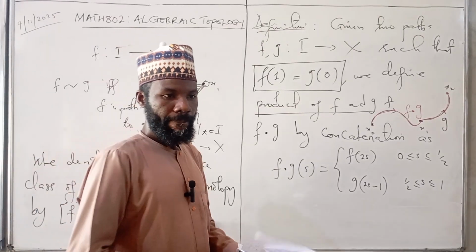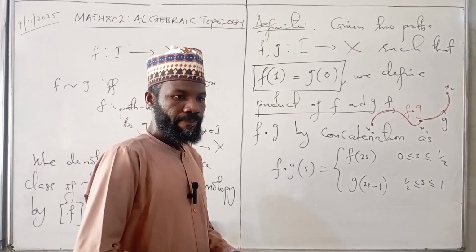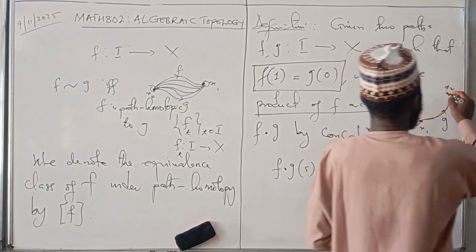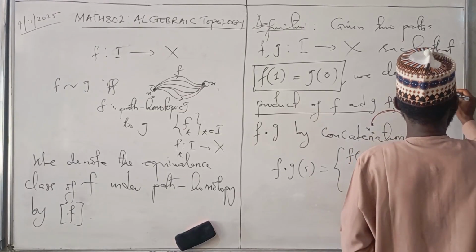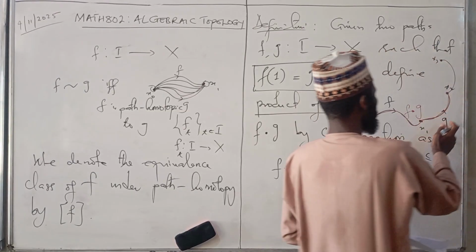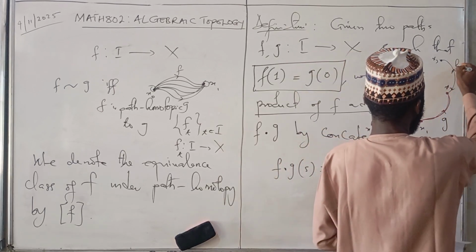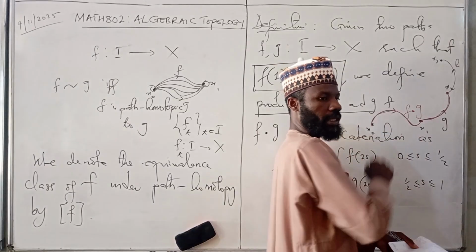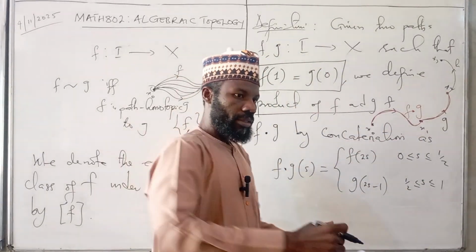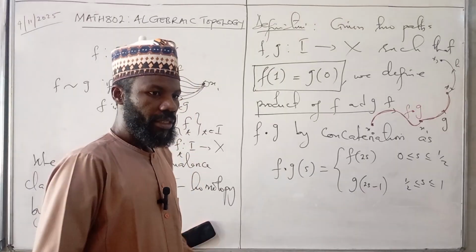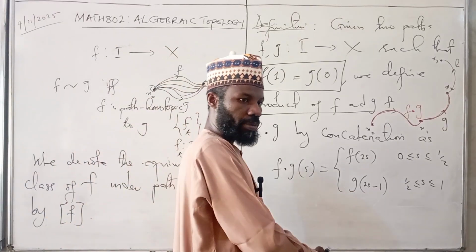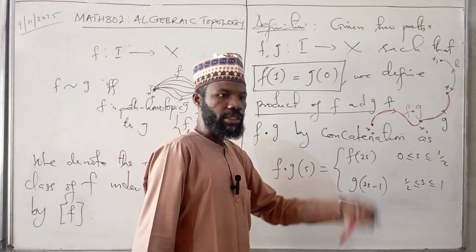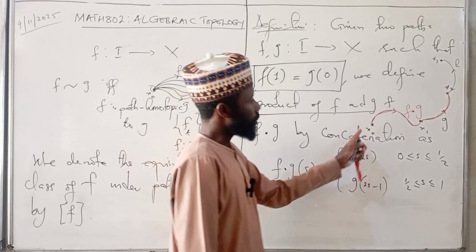Is it possible to define the product of three paths in this manner? Yes, if you have another path h extending from x2 to x3, then g times h is still defined. So you can continue like that. You can have a whole sequence of paths, successively sharing the terminal point equal to the initial point. So long as the terminal point is equal to the initial point, you can always have a product.